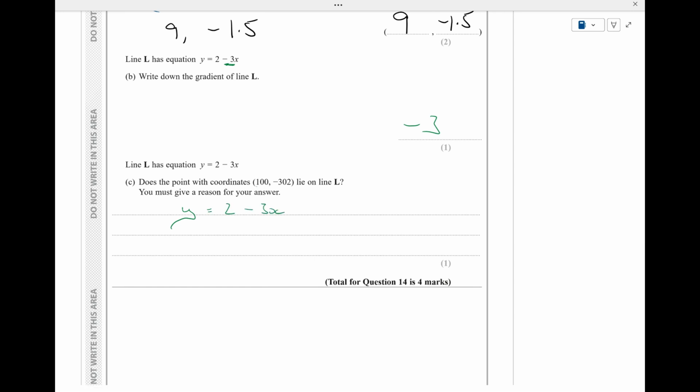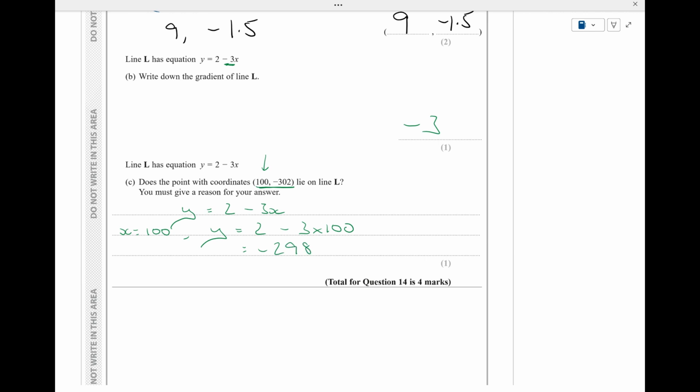Does the point with those coordinates lie on the line? Well, let's see. Let's put in x is 100 and see what the point would be on the line. It would be y equals 2 minus 3 times 100. Put that straight in my calculator. 2 minus 3 times 100 equals minus 298.